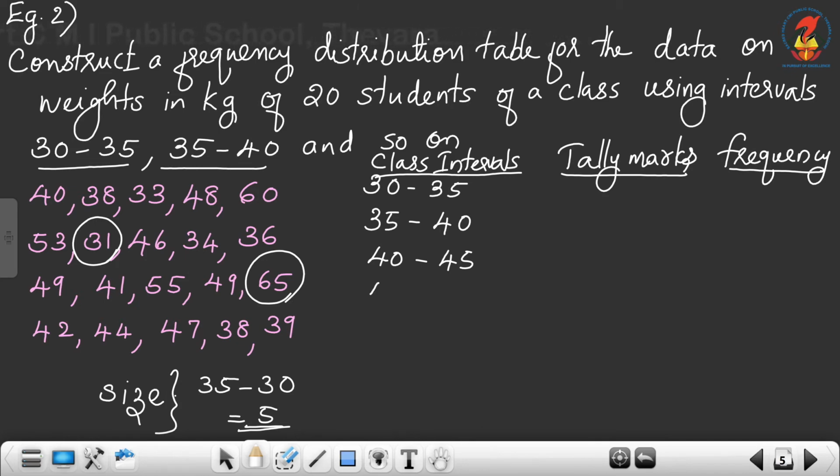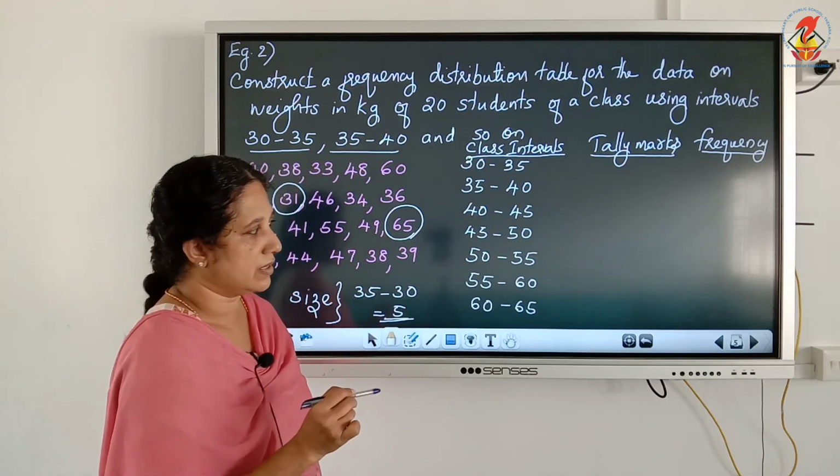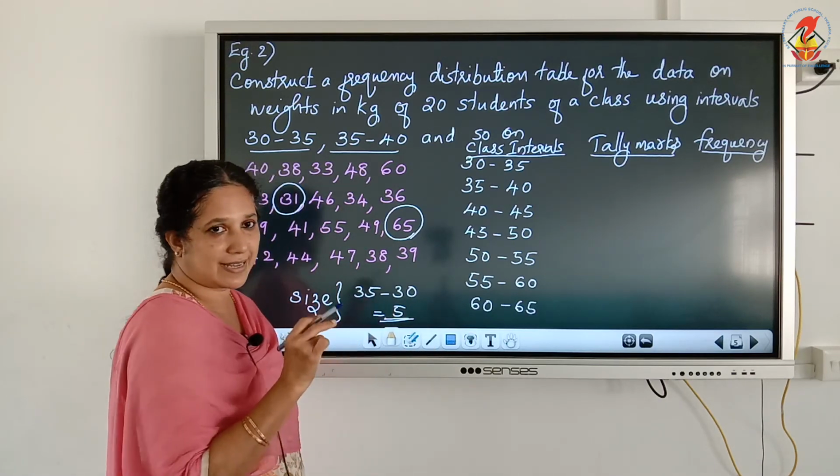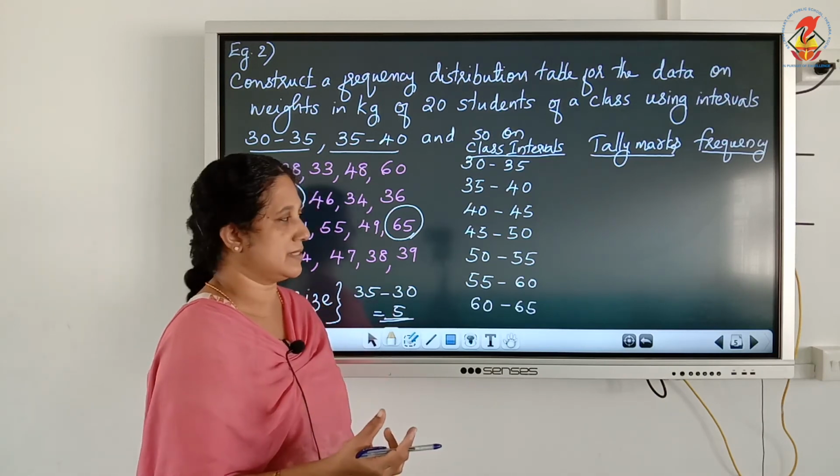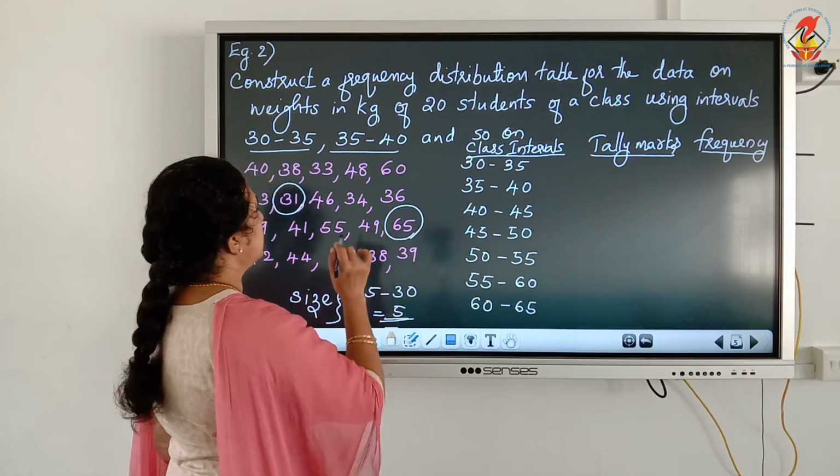So 40 to 45, next one is 45 to 50, then 50 to 55, 55 to 60 and 60 to 65. So these are the class intervals. If the class size is less, then the number of class intervals will be large. Then we can put the tally marks.